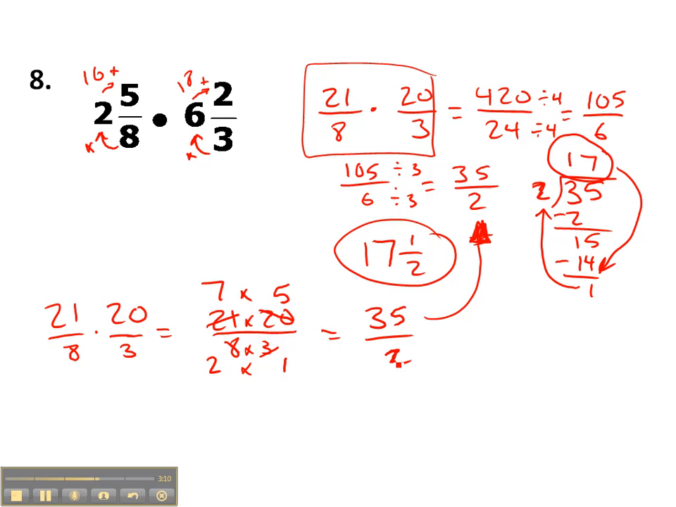I think it's a lot easier doing it this way if you're comfortable with it, but this other way will work. You just have to be careful as you simplify that fraction. And of course, we turn 35 halves into 17 and a half the same way we did before.